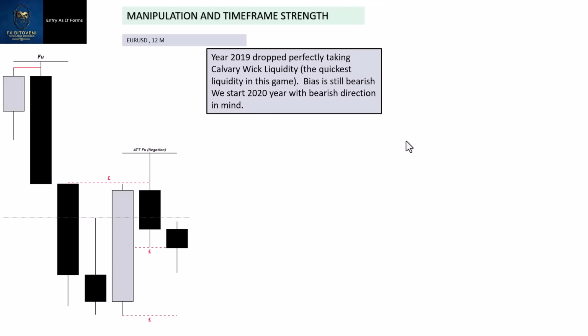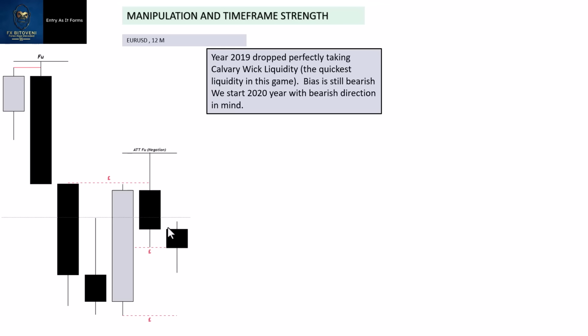Now, year 2019 dropped perfectly, taking a calorie week liquidity, the quickest liquidity in this game. Bias is still bearish. We start 2020 here with bearish direction in mind. Why? Because this candle, as I told you, it didn't manipulate. It closed as a normal candle, even if it has a kind of longer wick, but still a normal candle. So we are still bearish.